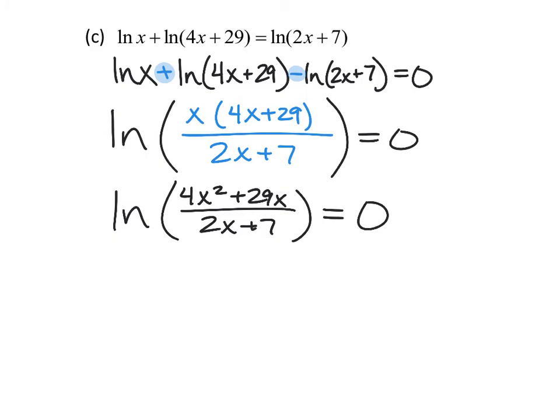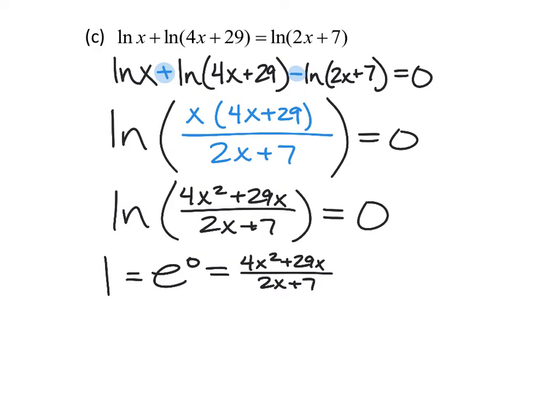Once I have it to a single logarithm, I can take the log loop. What's the base, though? I don't see a base listed. Remember that natural logarithm is a base of e, so when I log loop this is going to be e to the 0 power, equal to that argument, 4x squared plus 29x divided by 2x plus 7. E to the 0 power, anything to the 0 power is 1. And now I just need to figure out how to solve for x.